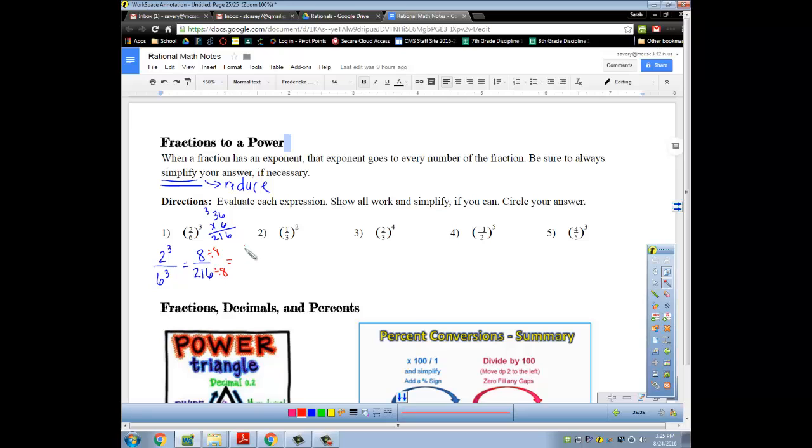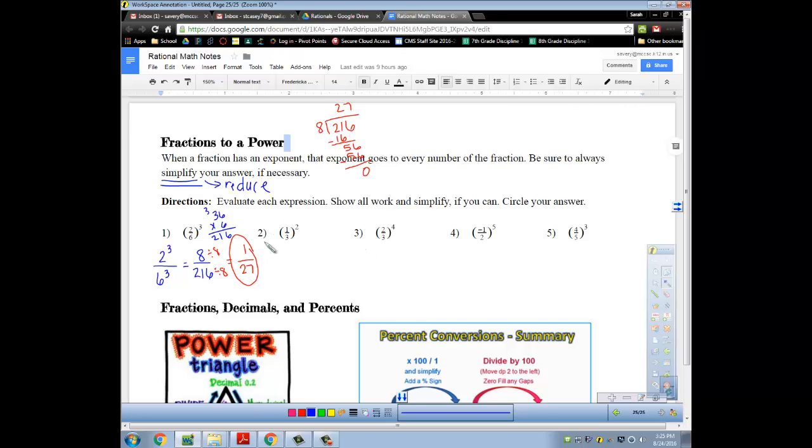So 8 divided by 8 is 1. And 216 divided by 8, I'm going to figure out up here because I'm running out of room. 8 goes in 21 twice. So 5, bring down the 6, and 8 goes in 56 7 times. So 27. So 1 over 27. So again, you also could have just reduced 2 over 6 at the beginning, call it 1/3. Then 1 cubed is 1, 3 cubed is 27.